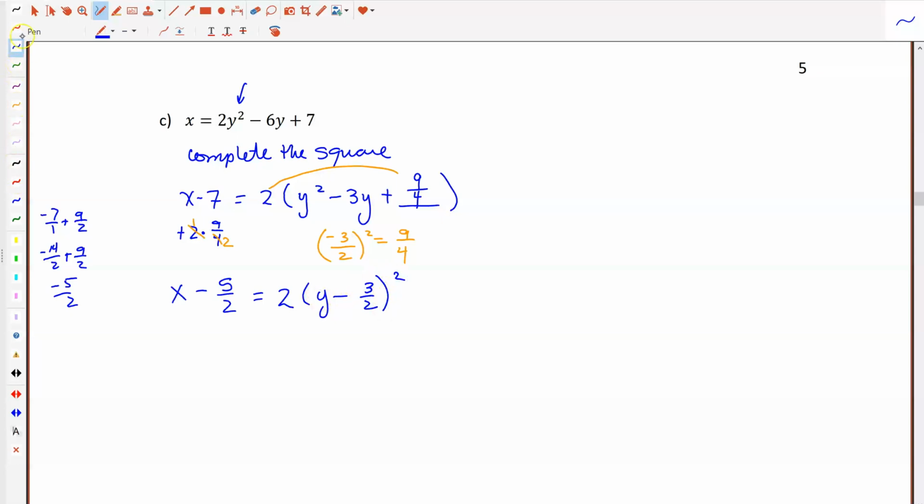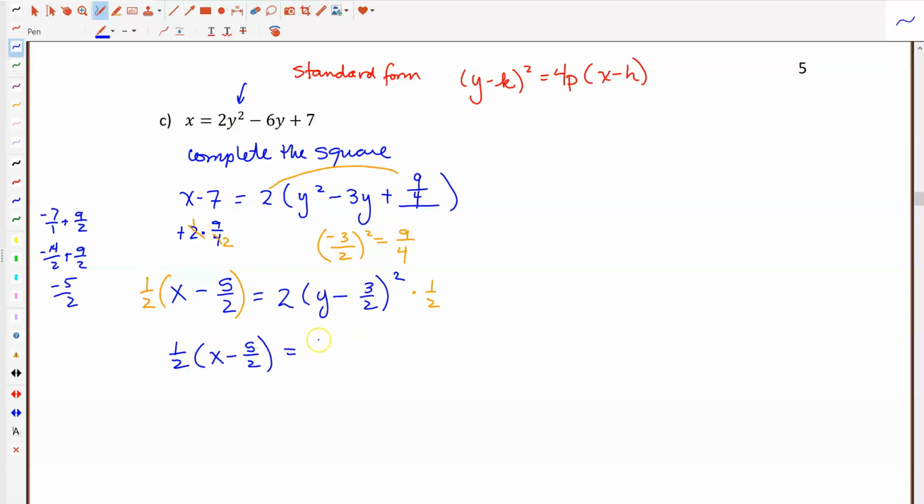The last thing is, just as a reminder, when we're doing this stuff for the conics, the standard form for a conic where the y is the squared piece is y minus k squared is equal to 4p times x minus h. The y squared term right here doesn't have this number in front. So this 2, we're going to get out of there by multiplying both sides by 1/2. So I get 1/2 parentheses x minus 5/2 is equal to y minus 3/2 squared.